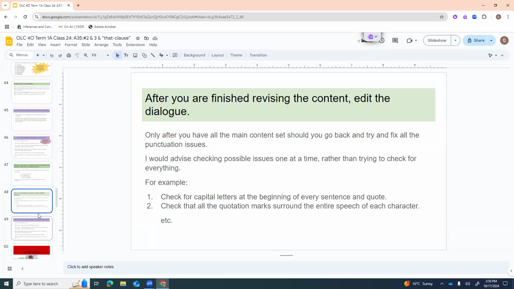When you're doing the punctuation, I would be careful to do one issue at a time. I would want to check for capital letters at the beginning of every sentence and every quote and do that through the entire thing. Then I would go back and make sure the quotation marks surround the entire speech of the character. Then I might go back to make sure I've got periods or exclamation points at the end of every sentence. I would do each thing all the way through. If you're trying to check for 6 different things at once as you're reading, inevitably you're going to forget some of them. You're going to focus on one and forget the other.